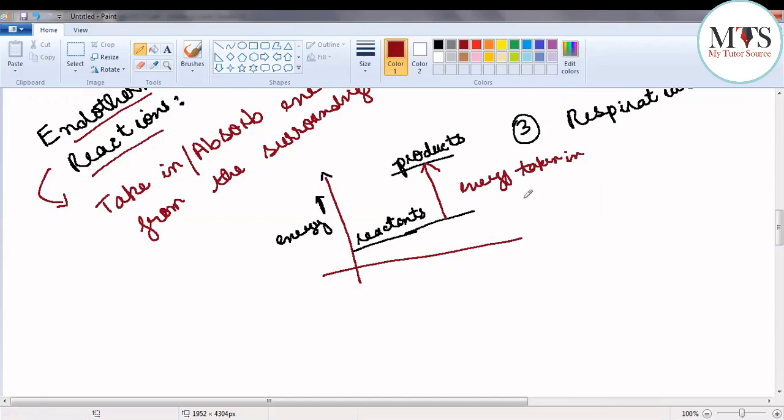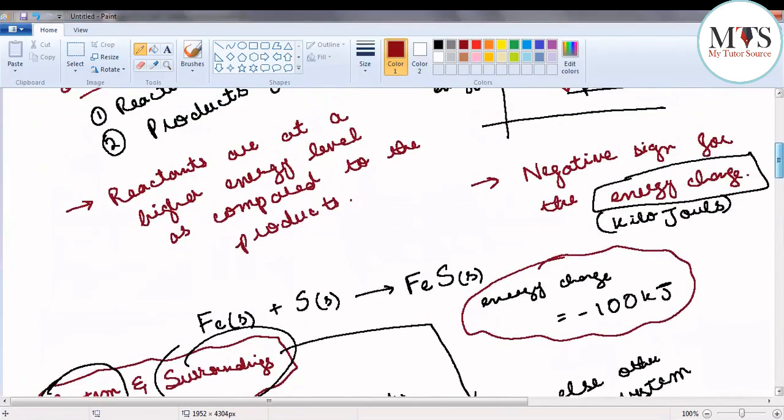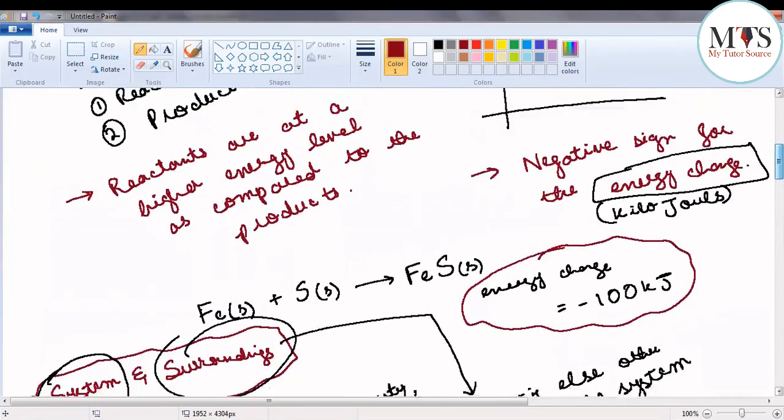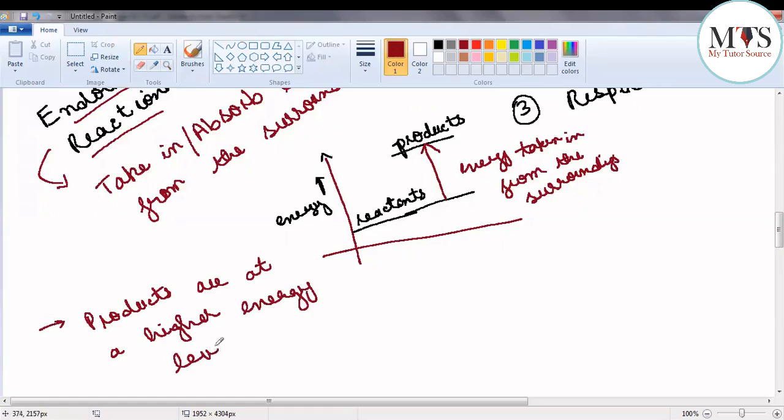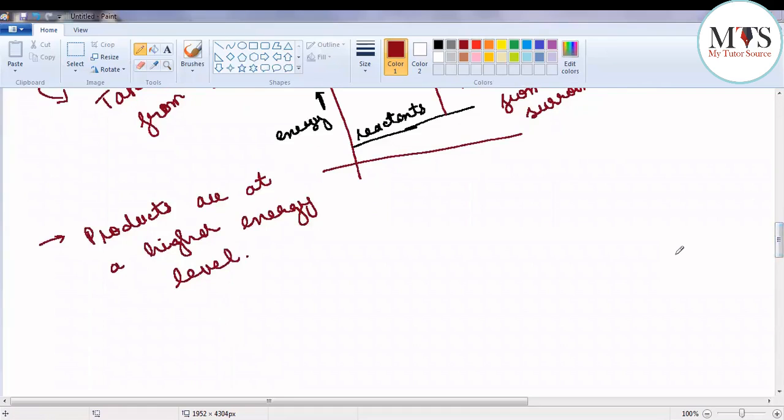So that means we can say that this energy difference is occurring because energy is taken in from the surroundings, right? That's why you can say that in the endothermic reactions, the products are at a higher energy level. So we can write down this point as well, that the products are at a higher energy level in that case, right?